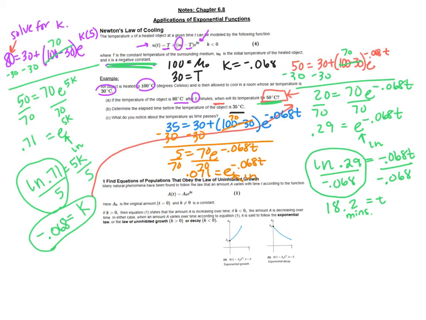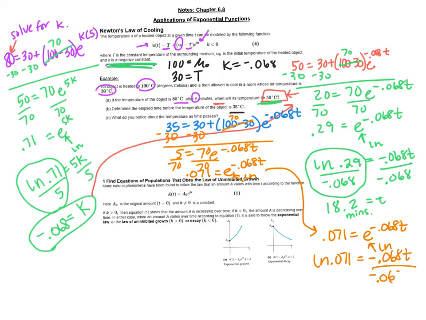Okay, I'm going to come down here, see if we can follow here. So I'll just rewrite that last step that I was doing. That e to the negative 0.068t. And I'm going to introduce a natural log here. So I'm going to natural log that 0.071. Then I'm going to divide by that negative 0.068.